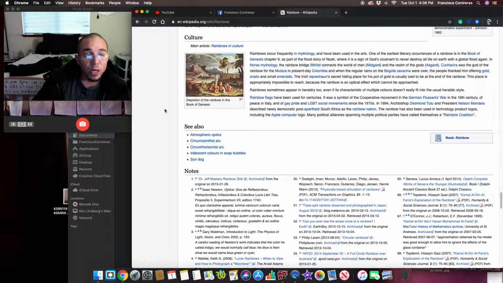The rainbow has also been used in technology product logos, including the Apple computer logo. Many political alliances spanning multiple political parties have called themselves a rainbow coalition.